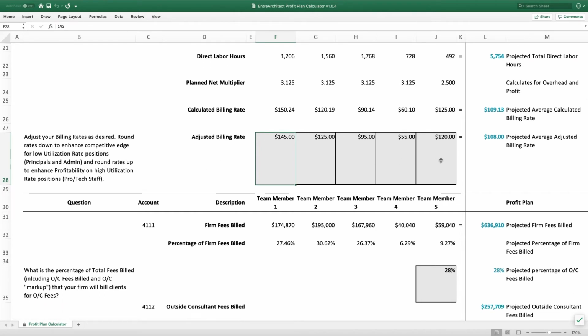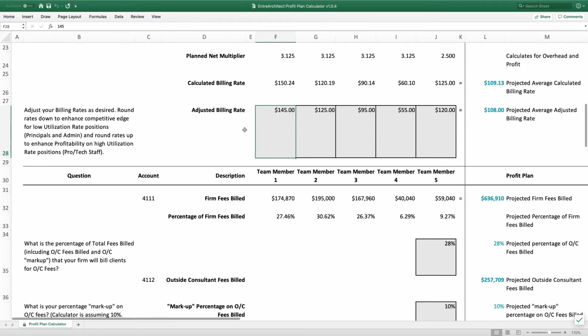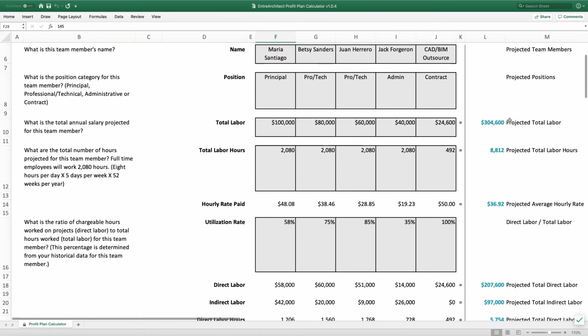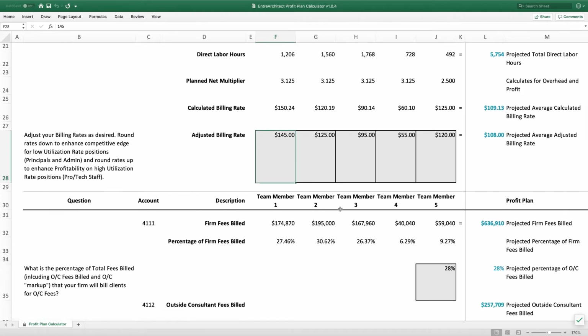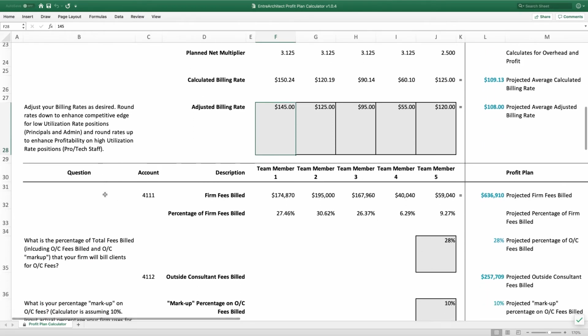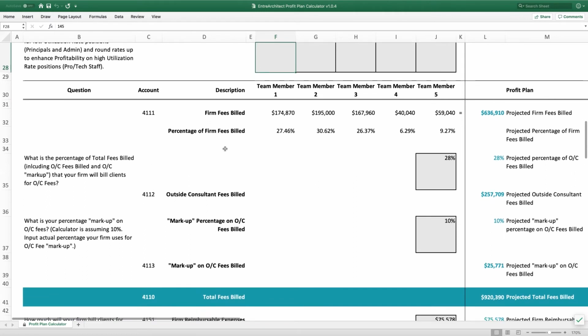And you plug that in and it gives you a projected average adjusted hourly billing rate right here, $108. So that is going to give you automatically a bunch of information over here that you can then work on, because up to this line, this is the worksheet that we went through in previous sections. Now, firm fees billed are automatically being calculated from the information up above, and that projected firm fees billed number is being calculated. Percentage of firm fees billed.